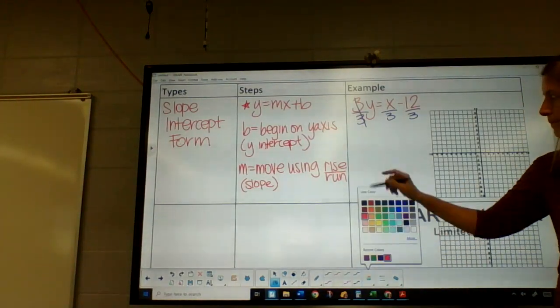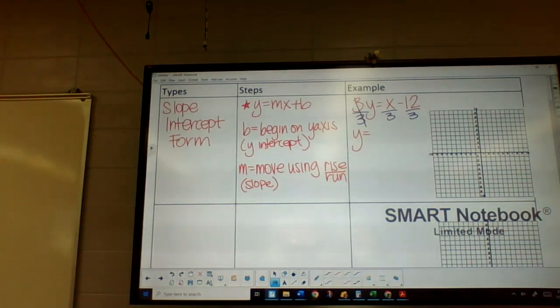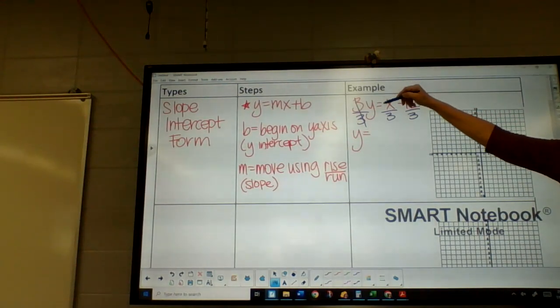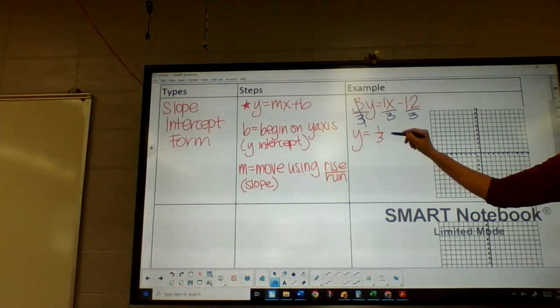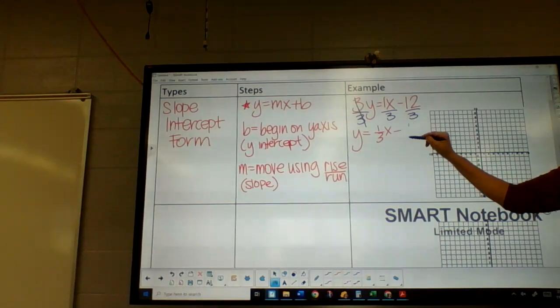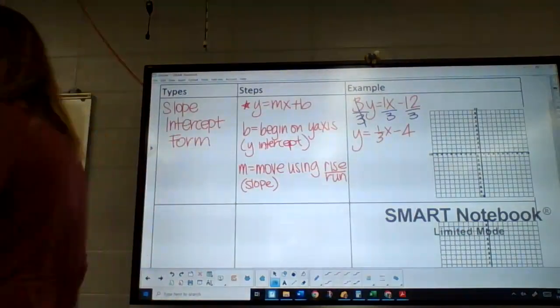Okay. So I have y equals, so in front of this x, remember there's like a 1 there. So it's like 1/3 x. And then negative 12 over 3 is a negative 4. Is everyone okay with how I got the 1/3? Is that all right?